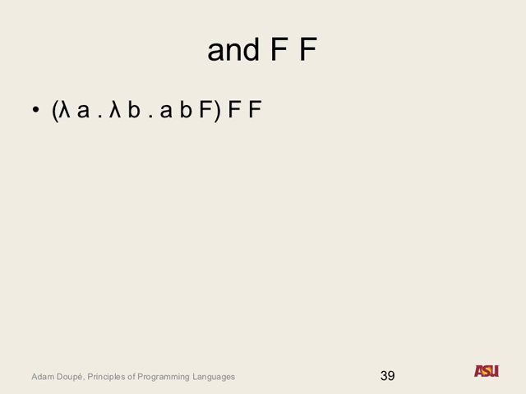And similarly, just to be thorough, we're going through all of these. We have and applied with false, false. We get triple false. This first false always returns the second argument, which is false, which means we're good.